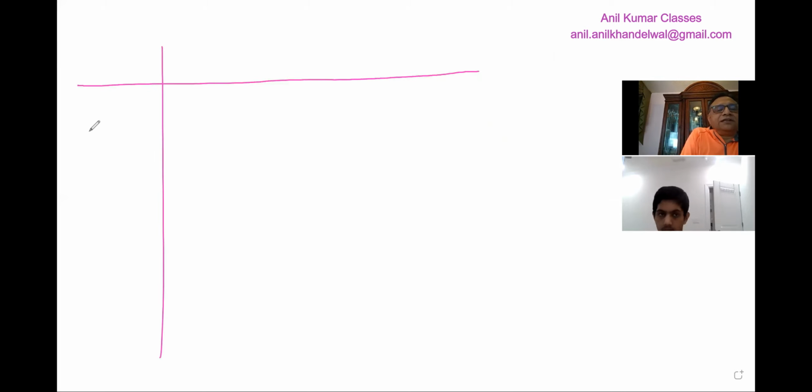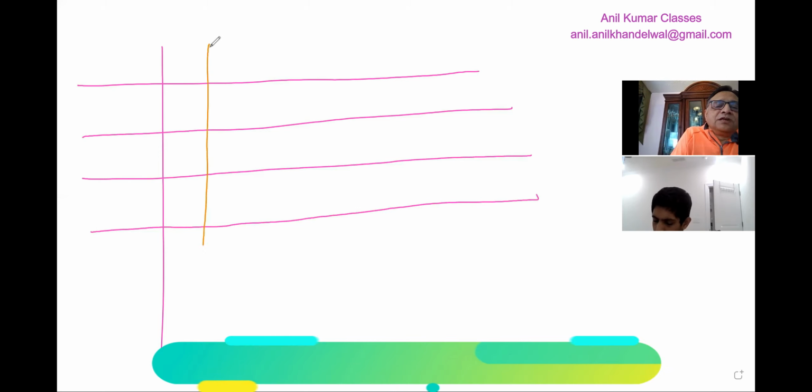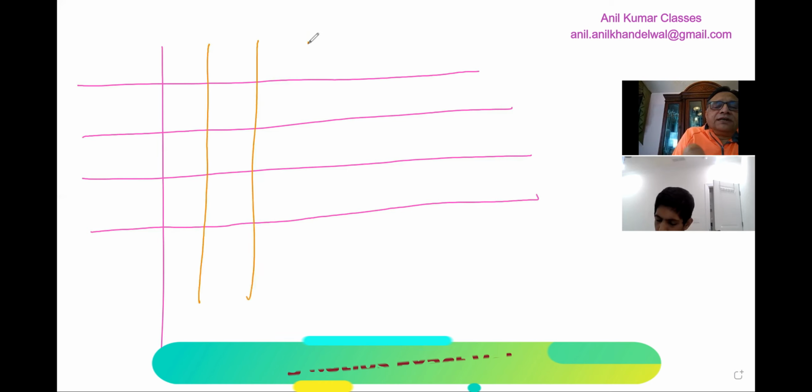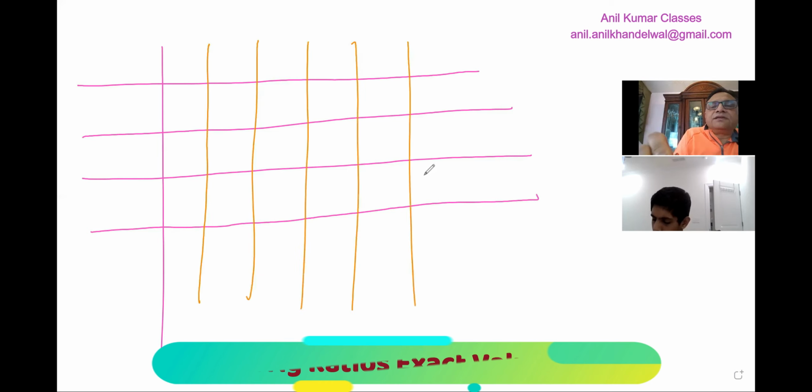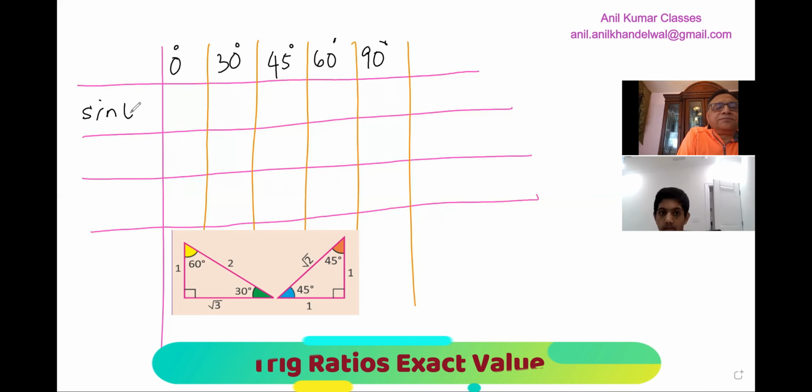I'm clearing this. So now we'll again fill the table with special triangles. Is that clear to you? So we'll have sine theta, cos theta, and tan theta. And from there, we are going to learn a few more things. So this is for 0 degrees, 30 degrees, 45, 60, 90 degrees. And we're talking about sine theta, cos theta, and tan theta.